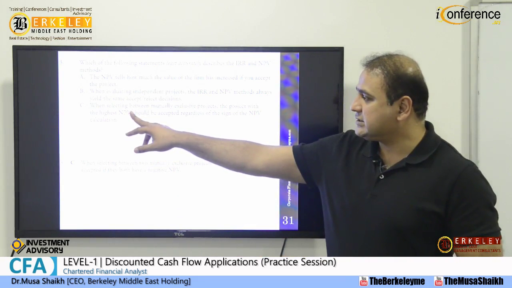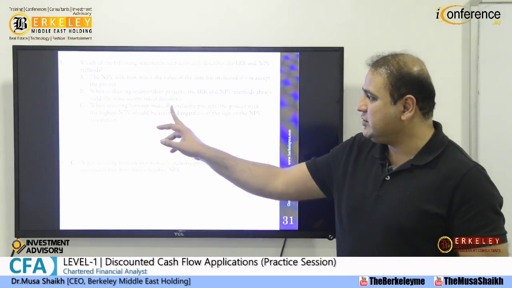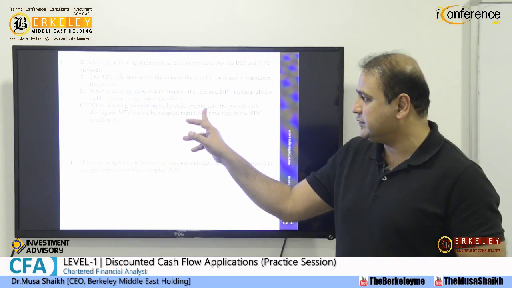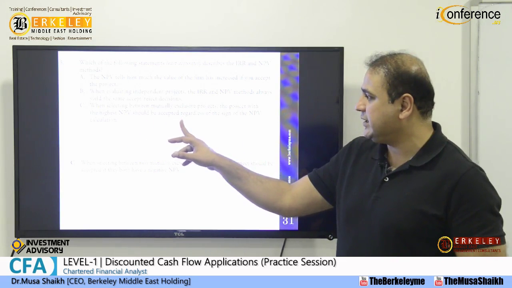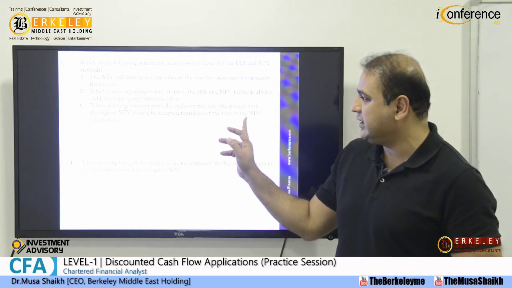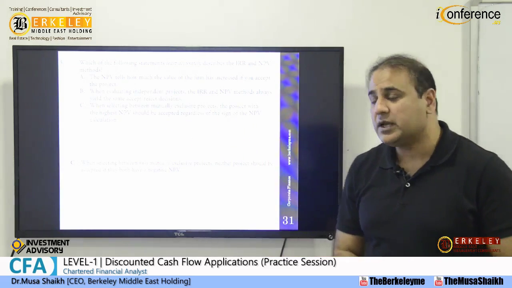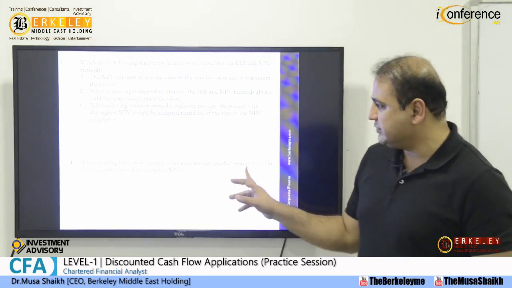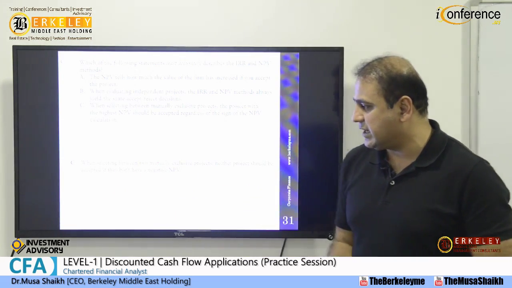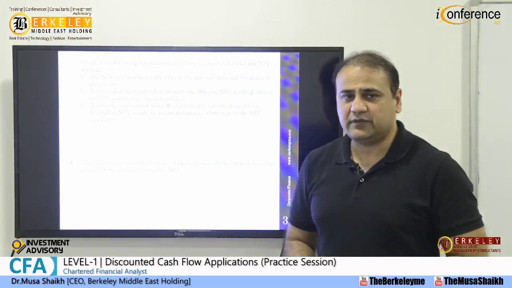And if you see option C, when selecting between mutually exclusive projects, the project with the highest NPV should be accepted regardless of the sign of the NPV. This is wrong, because when selecting between two mutually exclusive projects, neither project should be accepted if they both have a negative NPV.